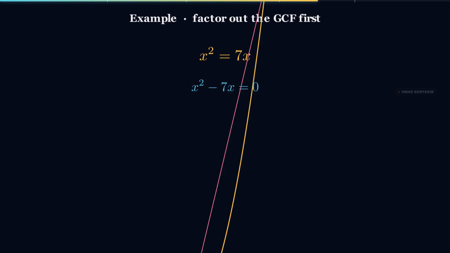Factor out the GCF. Both terms have a factor of x. Pull it out. X times the quantity x minus 7 equals 0. Apply the zero product property. Either x equals 0 or x minus 7 equals 0. The two solutions are x equals 0 and x equals 7. The graph of y equals x squared and y equals 7x intersects at exactly these two x values, where the parabola and the line cross.